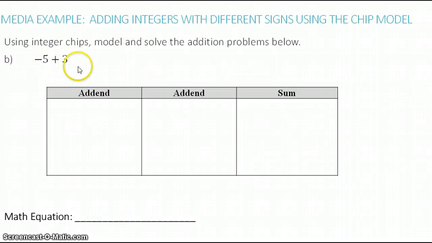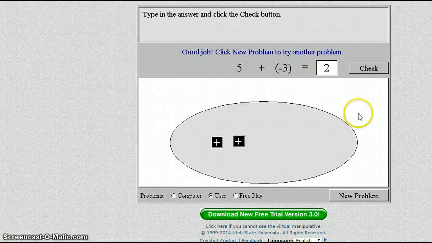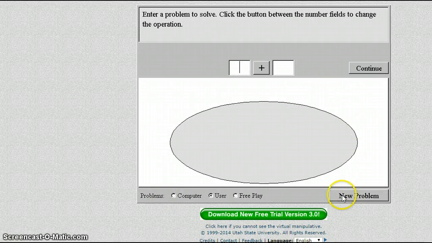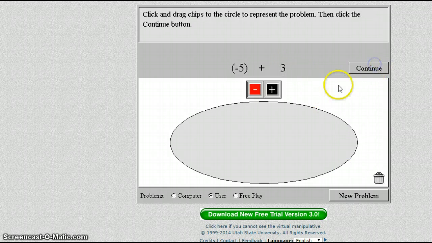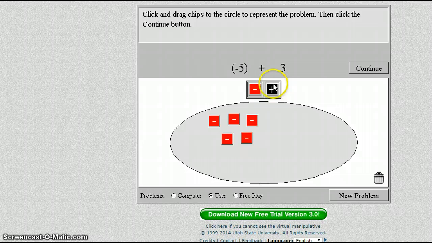Negative 5 plus 3. So going back to our site, we'll set this up. Negative 5 plus 3. So this is similar to the last problem, but instead of 5 positive chips, we have 5 negative chips. Instead of 3 negative chips, in this case we have 3 positive chips. So this represents the 2 addends combined together.